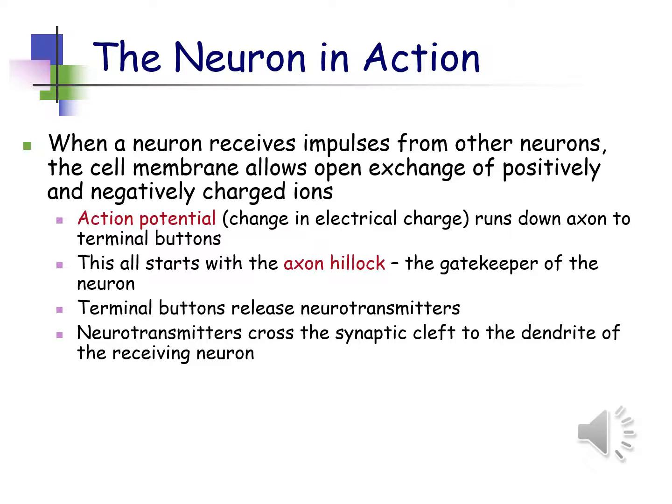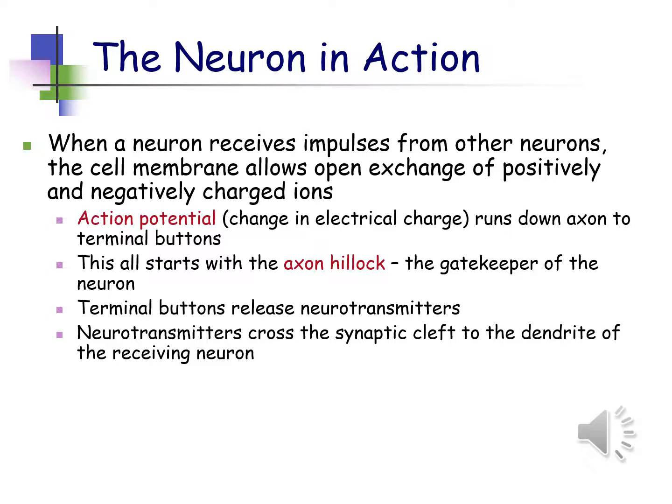Action potential, which is a change in electrical charge, runs down the axon to the terminal buttons. And all this starts with the axon hillock, the gatekeeper of the neuron. The terminal buttons release the neurotransmitters, and then the neurotransmitters cross the synaptic cleft, the gap between the neurons, to the dendrites of the receiving neuron.